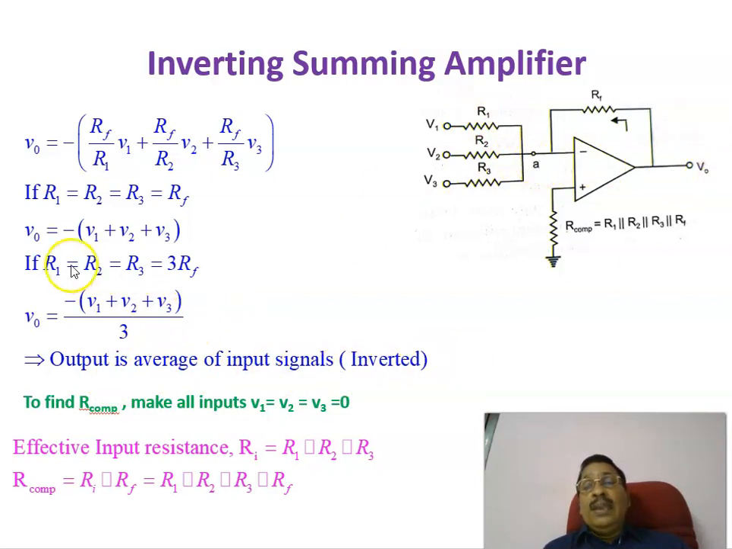Therefore, if you make R1 equal to R2 equal to R3 equal to 3 times Rf, you will get the average value of these voltages, with the inversion, that is minus of V1 plus V2 plus V3 divided by 3. This was the second case.